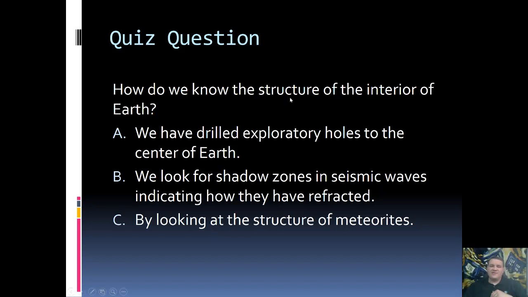Alright, so how do we know the structure? We know the structure from shadow zones. Meteorites tell us about the composition, what it's made of, but shadow zones tell us about the structure. So the correct answer is B.